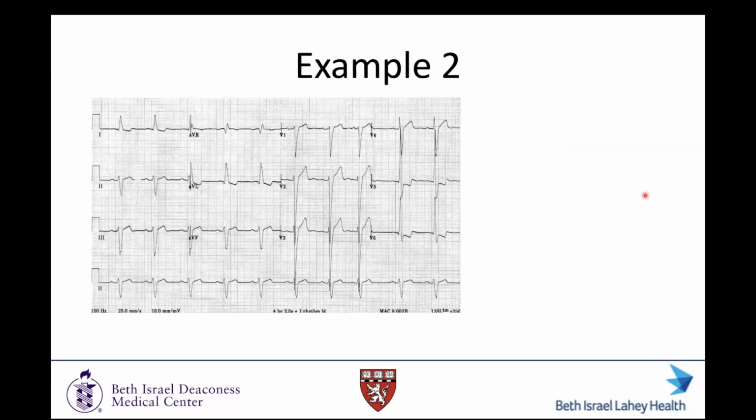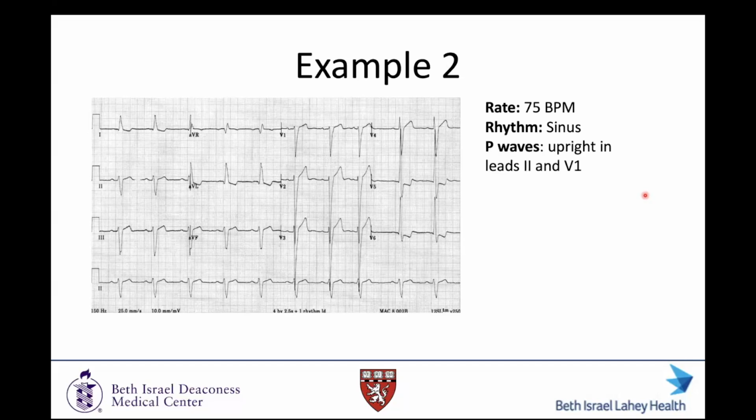Let's go through an example. So starting with our rate here is 75 beats per minute. Our rhythm here is sinus. And then our P waves are of normal morphology, no evidence of any conduction delays. Our PR interval here is also normal. It's not too short, not too long.